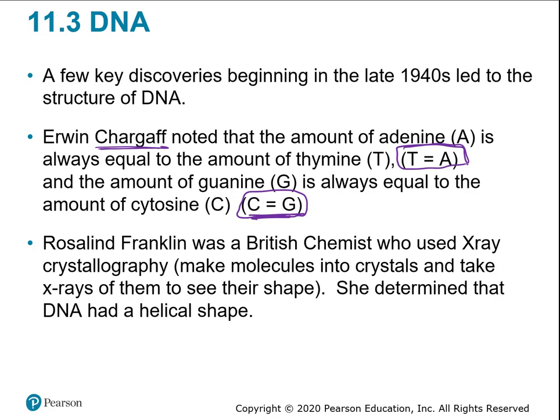So a British chemist, Rosalind Franklin, she was earlier in the 1900s. She actually took strands of DNA and froze them and did what they call X-ray crystallography. So she took strands of DNA and turned them into crystals, made them solid, and then ran X-rays through them and found that DNA had a helical shape. When she did her X-ray crystallography, she saw that it created this spiral. So she published that. Chargaff published that. They didn't really talk to each other so much.